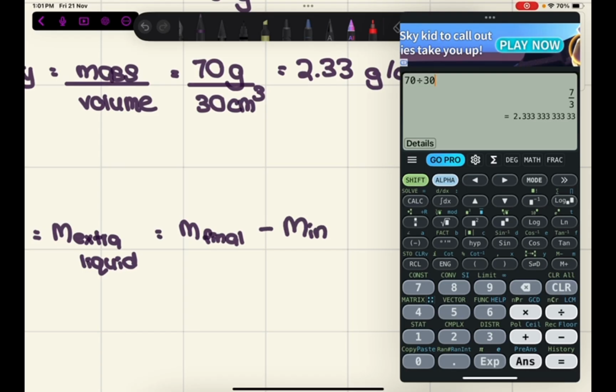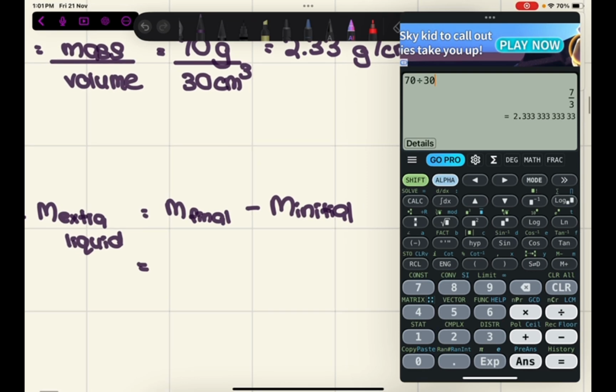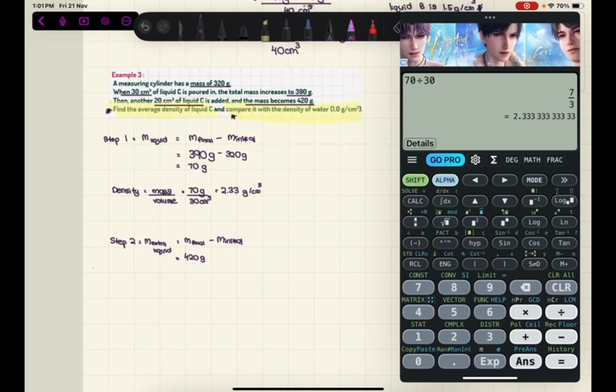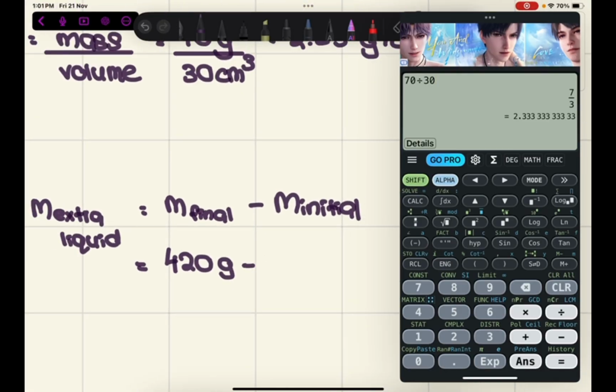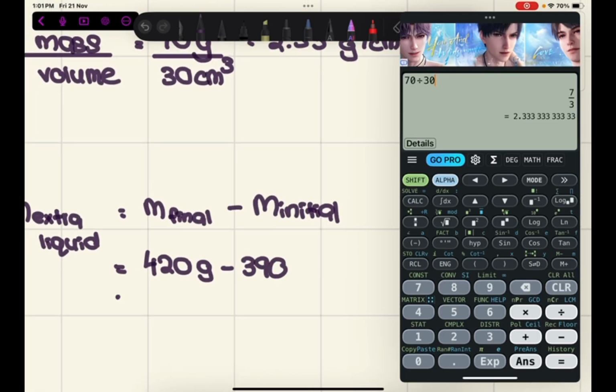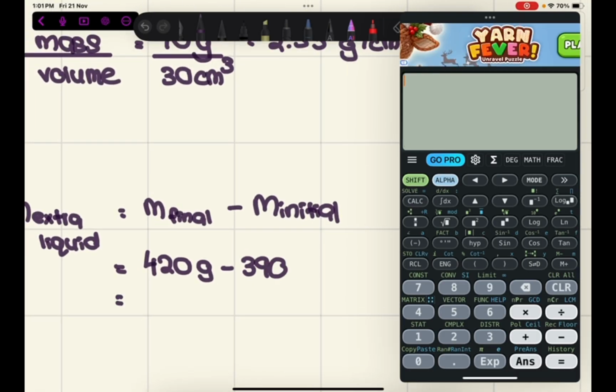Final mass minus initial mass. So what is the final mass? 420 gram. Yes or no? Yes. Minus 390 gram. Minus it, 420 minus 390 equals 30 gram. And then we also need to calculate the density for this second portion.